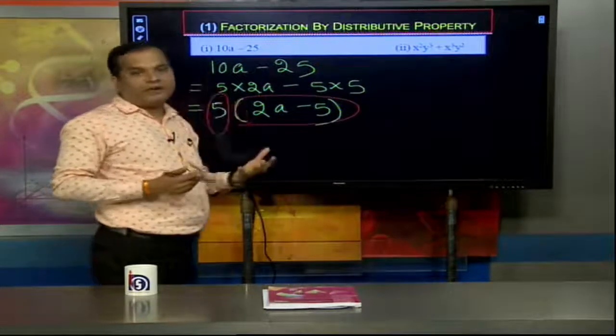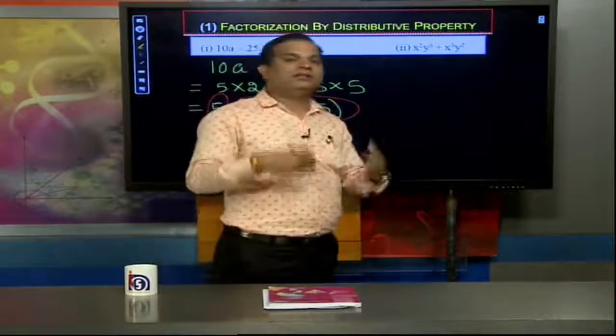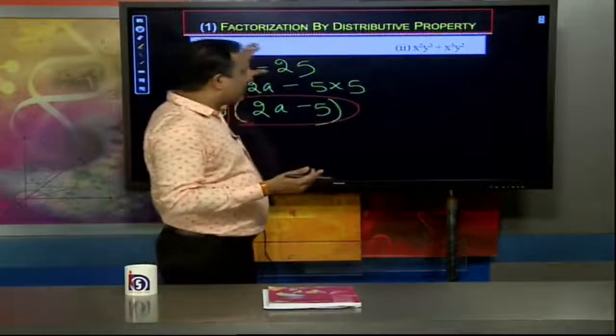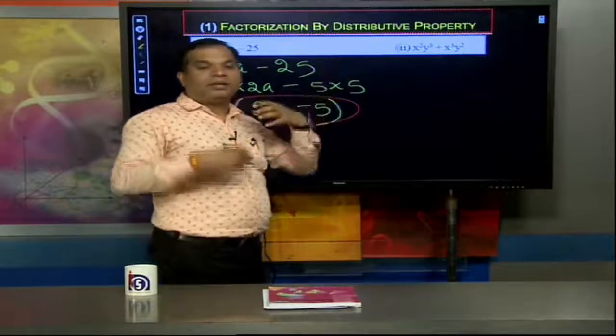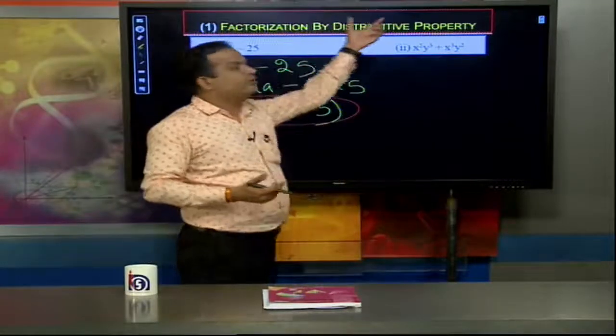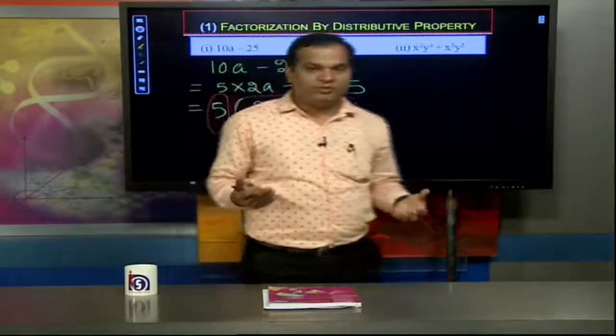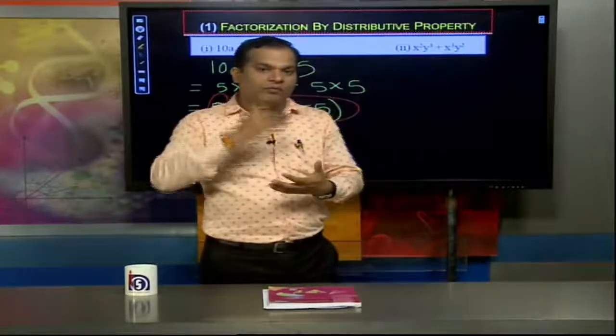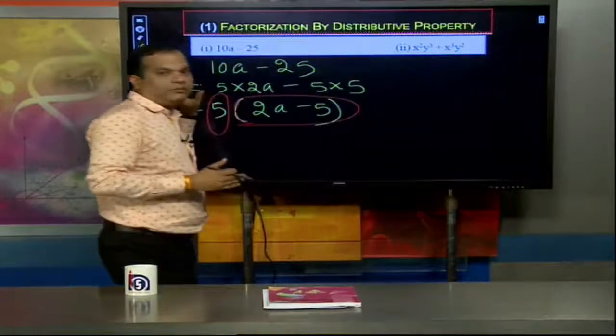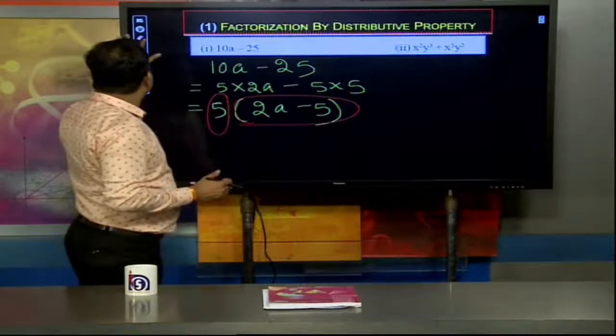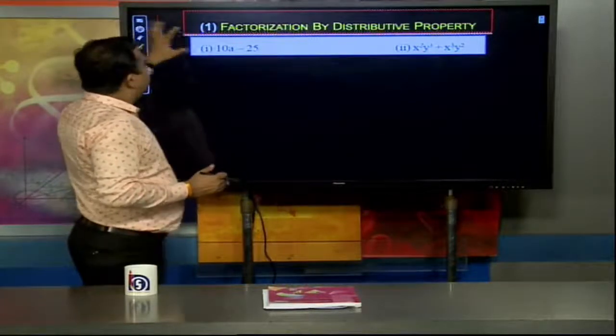This is the way we have to find the factors, and of course this process is factorization, but the technique is known as the distributive property. By using the distributive property, we are now able to find the factors of the polynomial. Now learners, we move to the second polynomial.